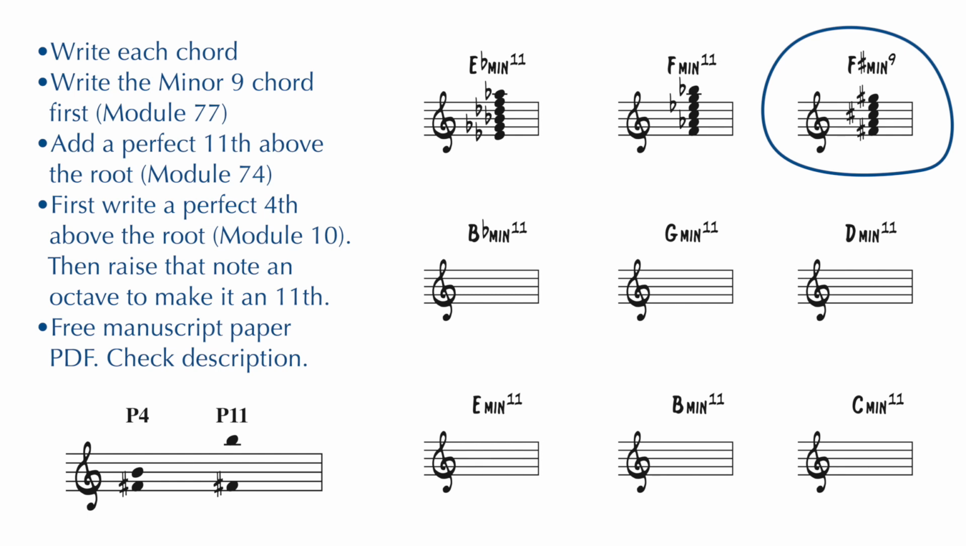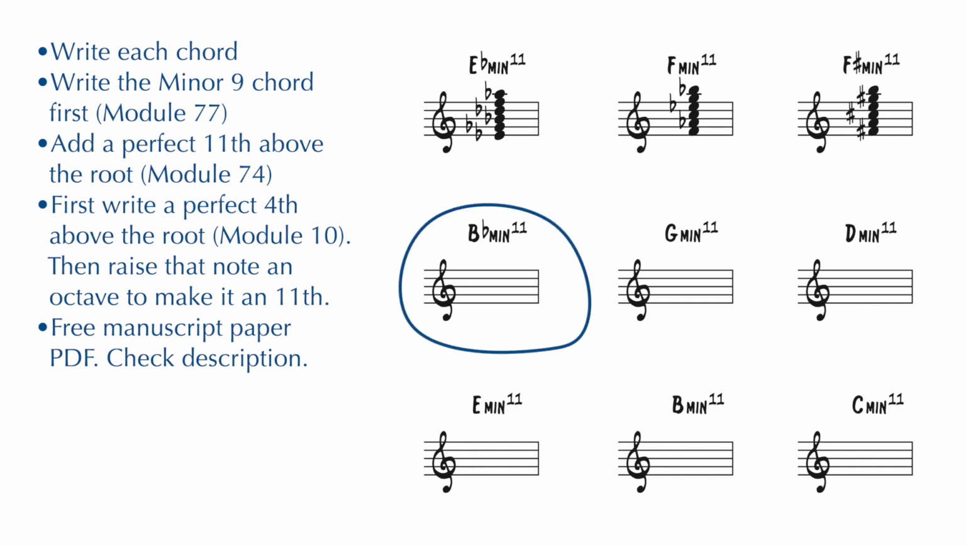First write a perfect 4th above the root. The root is F sharp. Perfect 4th above that is B. Take that B, raise it an octave, and there's our 11th. And now we stack all those notes together: F sharp, A, C sharp, E, G sharp, and B. F sharp minor 11.